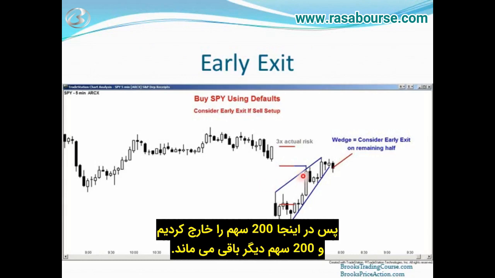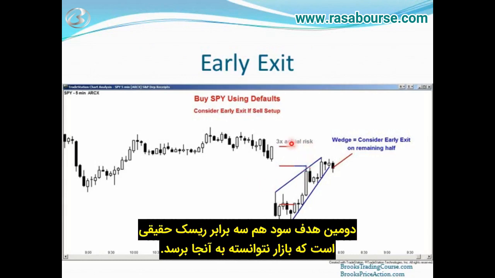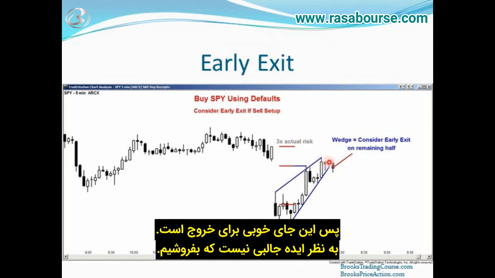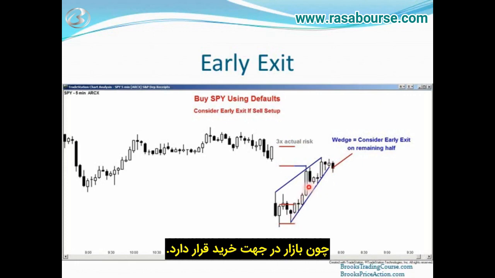Okay, so after you took off 200 shares, you have 200 shares left. The market did not reach 3 times your actual risk, your second profit target, and instead it developed a wedge shape and a failed bull breakout. So this is a possible place to exit. I don't know about going short. I would not. I think the market's always in long.